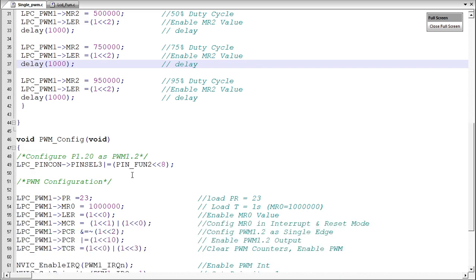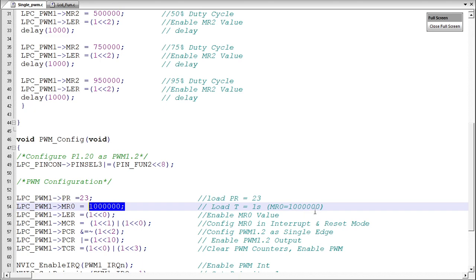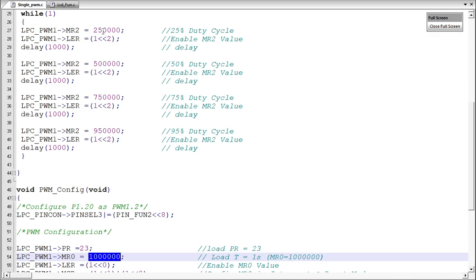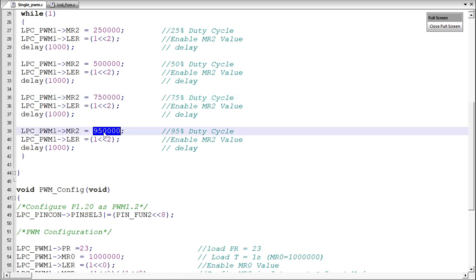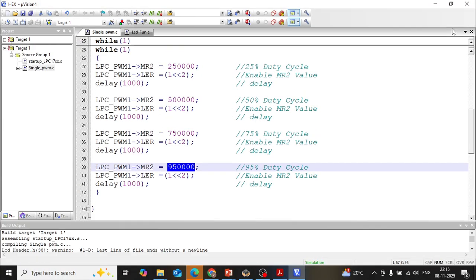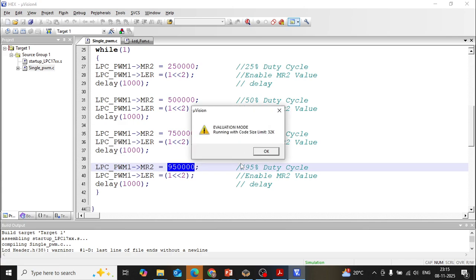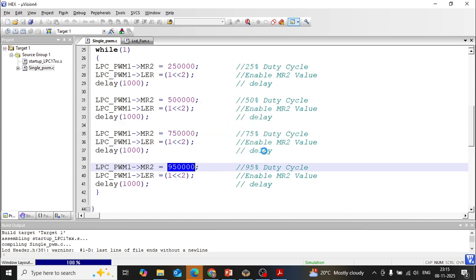One more important thing. I kept your MR0 for 1 second. Total time I kept as 1 second, so that we can observe the output very clearly. So this time I did not go for 10 milliseconds. This time I'm going for 1 second. So 1 second MR0, and 250 milliseconds, 500 milliseconds, 750 milliseconds, and 0.95 second. So like this, I'm going to generate different PWMs with interrupt. I'll go to the debug window here, and I'll show you the output in the debug window.